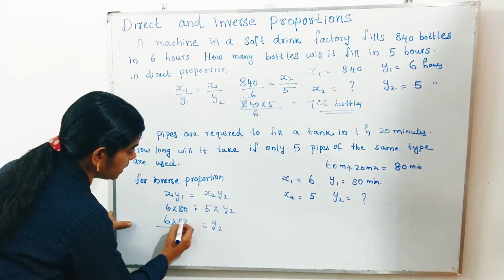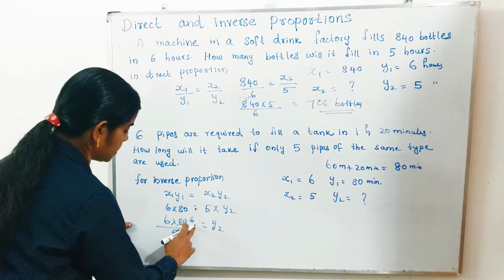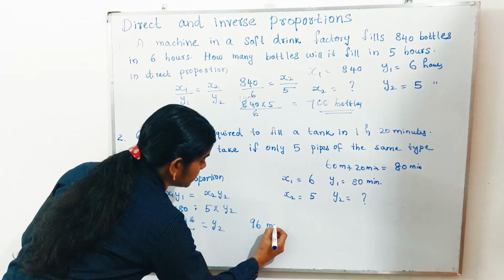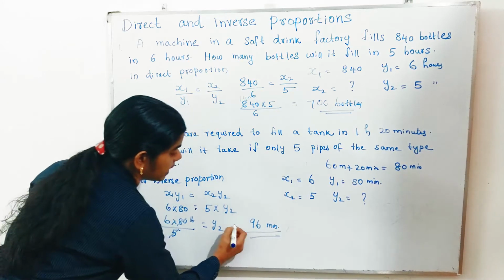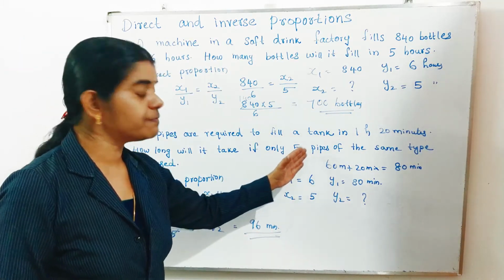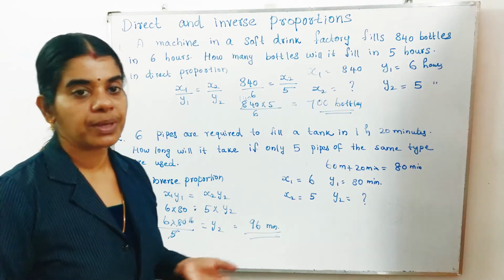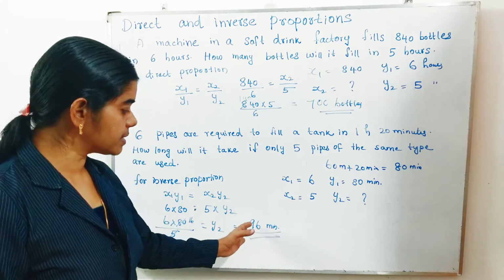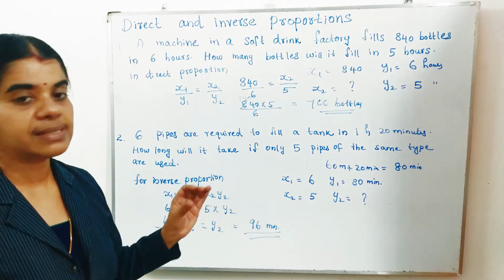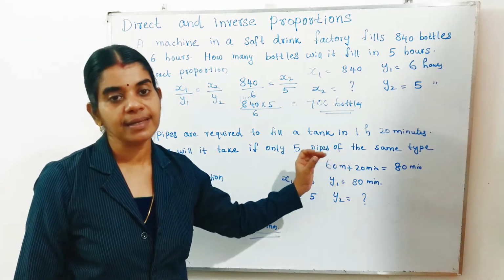Then 5, how many times? 16. Then 16 into 6, 96. So 96 minutes needed. 96 minutes is required for filling the tank if 5 pipes are used. If you want, you can write separately: 60 minutes will be 1 hour. Then 1 hour and 36 minutes are used if 5 pipes are used to fill the tank.